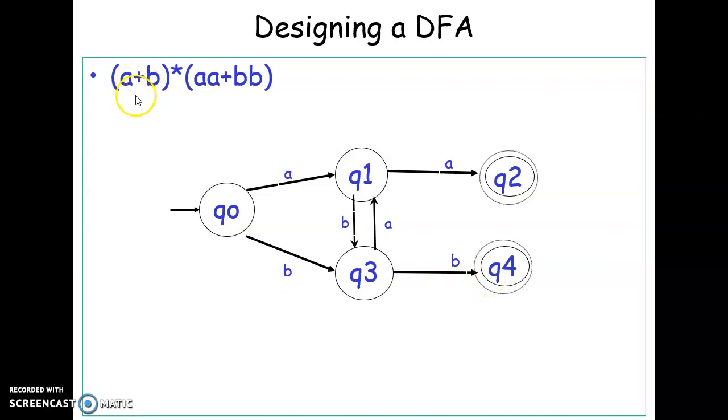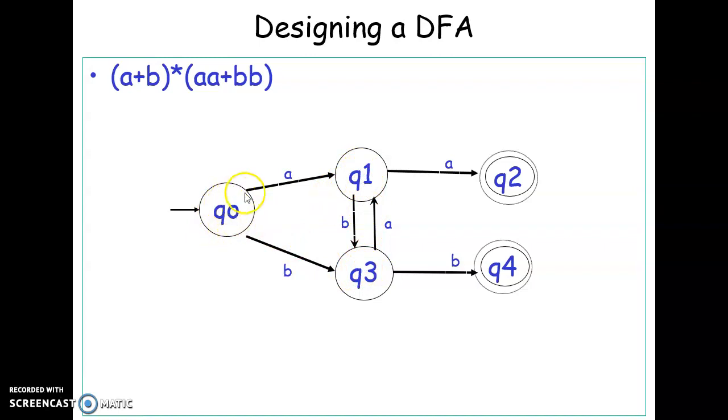A comes from sigma star and B comes from this part after. Similarly, if your string is B, A, that is the same procedure. Therefore, that is why if Q1 gets a B, you go to Q3, and if Q3 gets an A, you go to Q1.